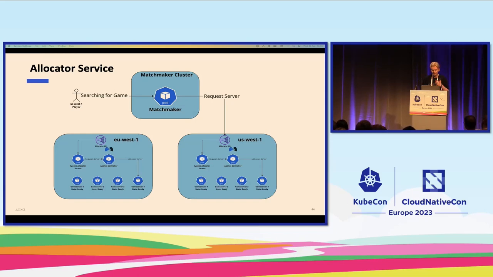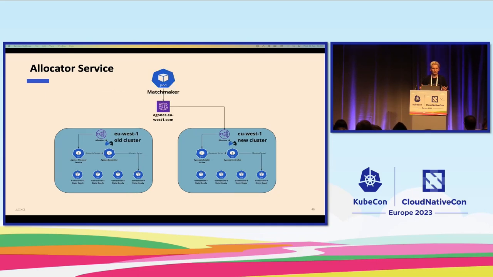The general approach that Agones recommends, when you're upgrading either your Kubernetes version or your Agones version, is to spin up a new cluster. So if you're doing this with the allocator service, you could have a Route 53 DNS entry of the allocator service that points to one cluster. And then when you've got a new cluster to spin up, you just swap it over. And then all the old players will continue to play on the old cluster until their game sessions have finished.